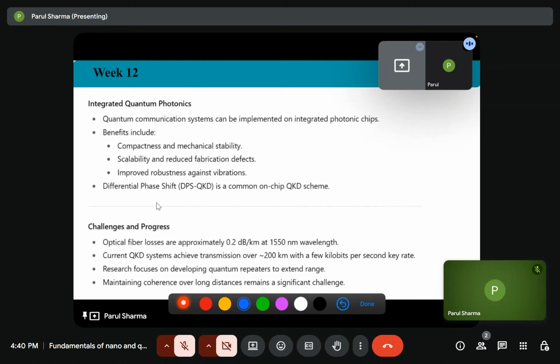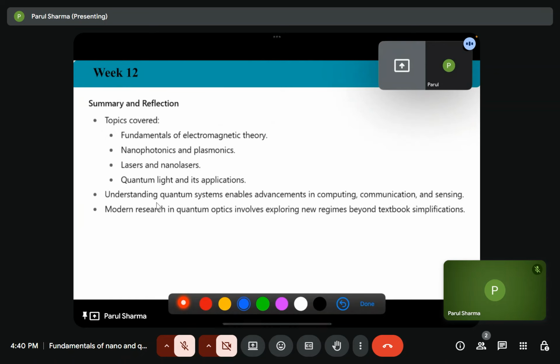So now we have covered the fundamentals of electromagnetic theory, nanophotonics and plasmonics, lasers, quantum light and its application, and we understood the quantum system enables the advancements in computing, communication, and sensing.